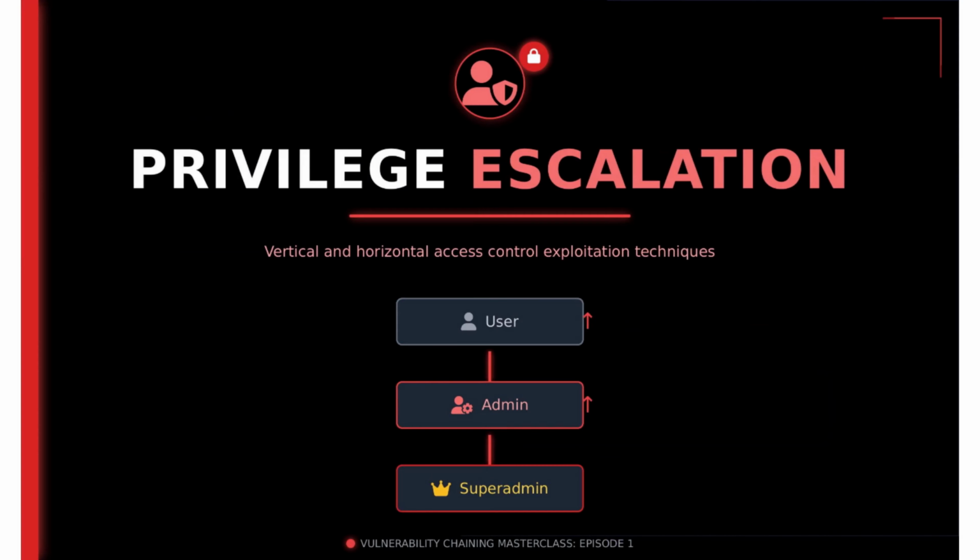Now let's talk about privilege escalation. This is where attackers take an account they've compromised and climb the ladder of access. Vertical escalation means going from a user to an admin and maybe even to super admin. Horizontal escalation means accessing another user's data or account at the same level.